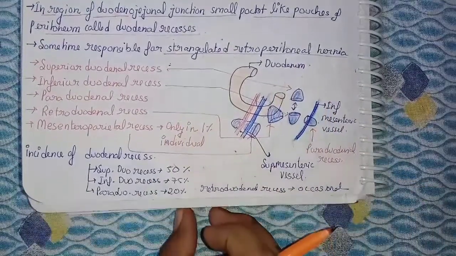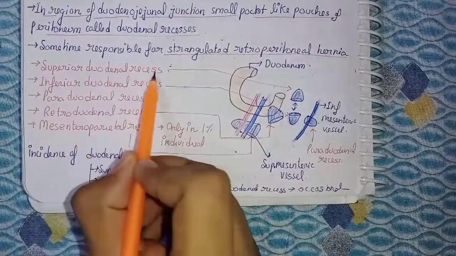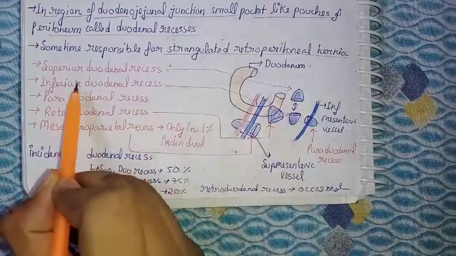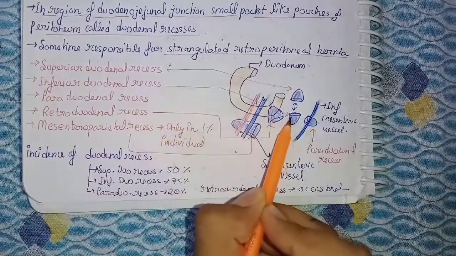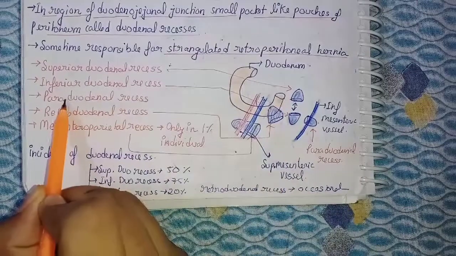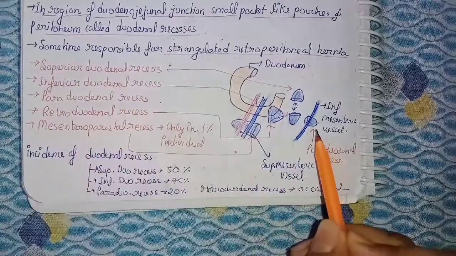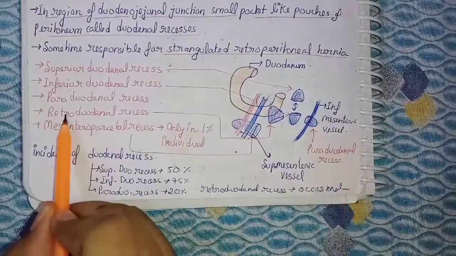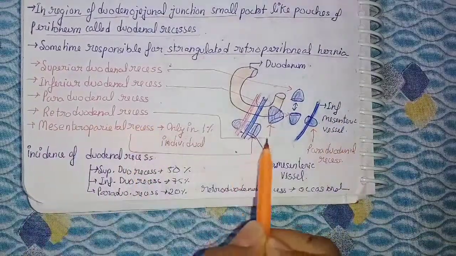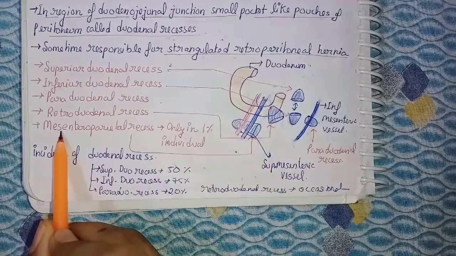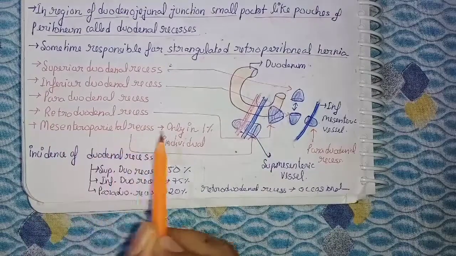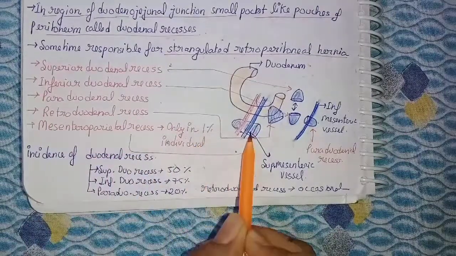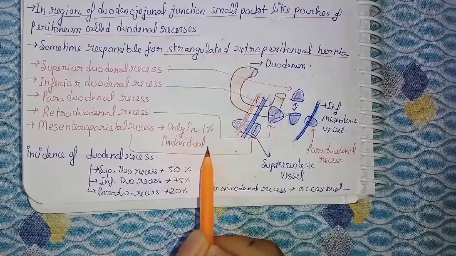So as you can see in the diagram, superior duodenal recess here, inferior duodenal recess which is present here. Paraduodenal recess, you can see the paraduodenal recess and inferior mesenteric vein. Retroduodenal recess which is present here, and mesenteroparietal recess which is present here. It is present in only 1% of individuals.